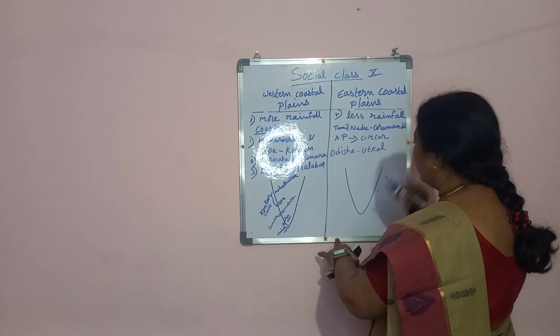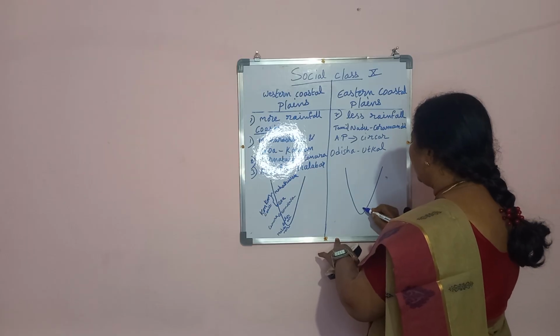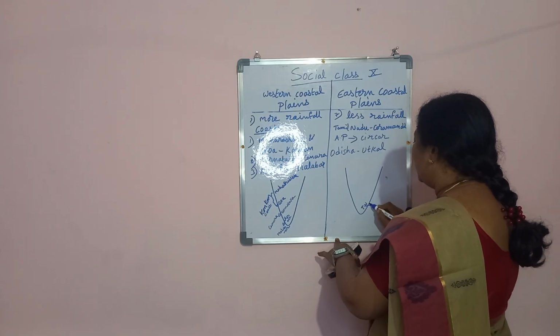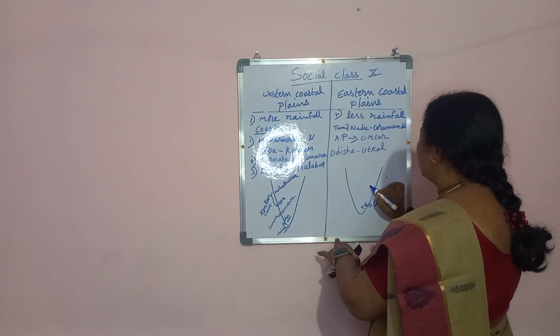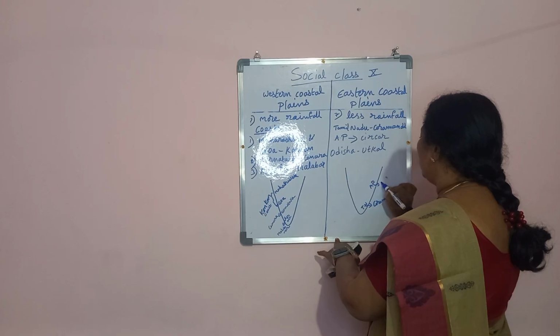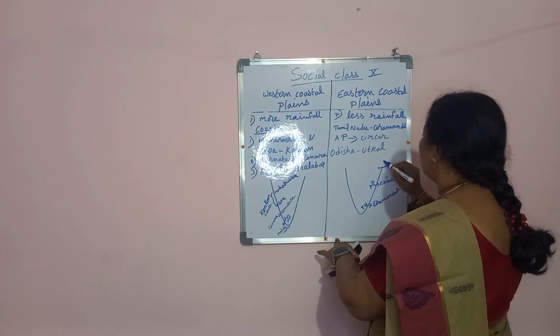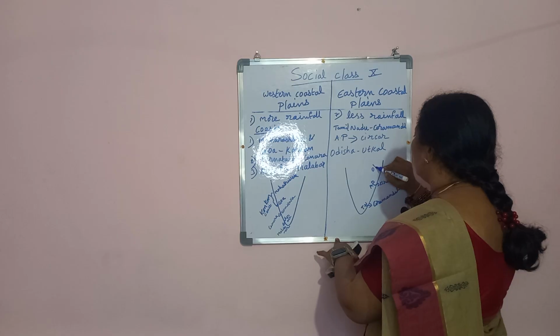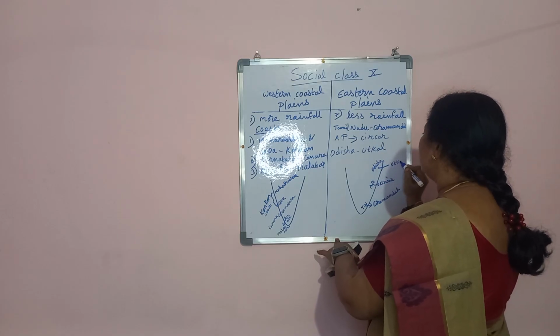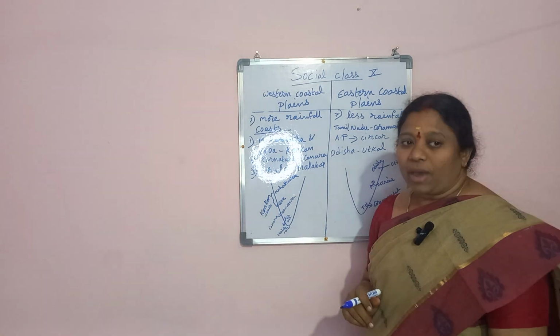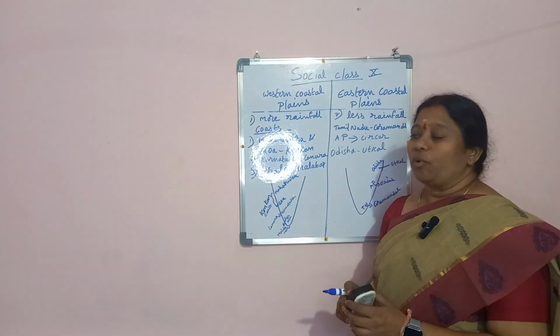So again you can draw the diagram and write here Tamil Nadu. Tamil Nadu coast is called the Coromandel coast. And next AP. AP coast is called the Sarkar coast. And after that Odisha. Odisha coast is called the Utkal coast. If you present your answer in this way, it will be attractive and you can get more marks.